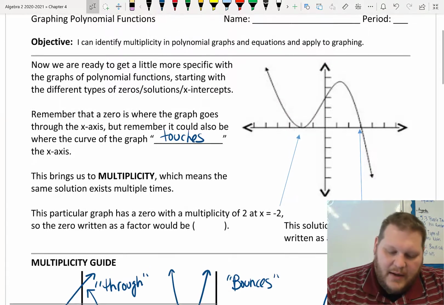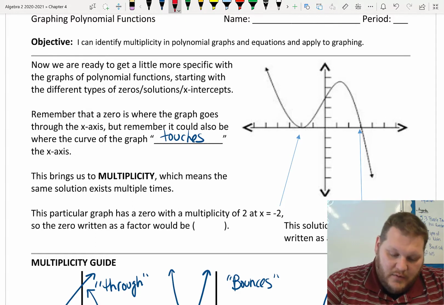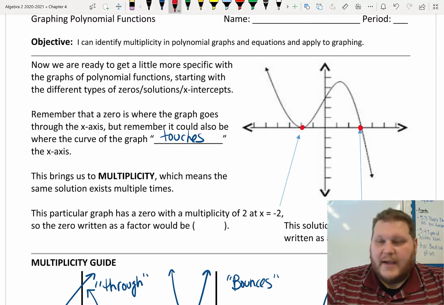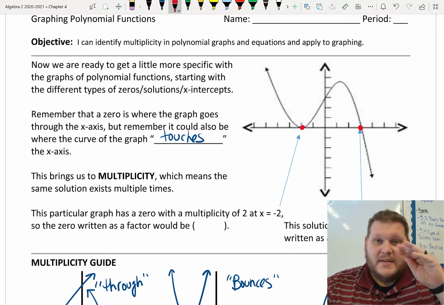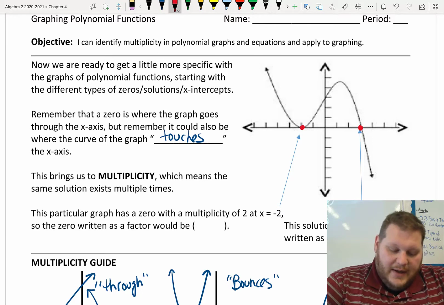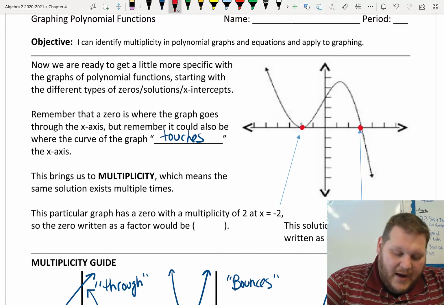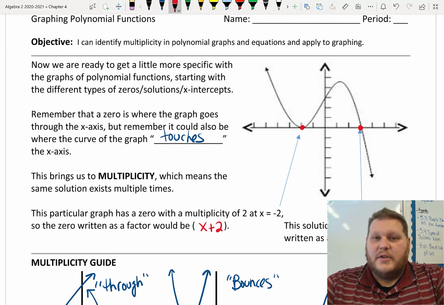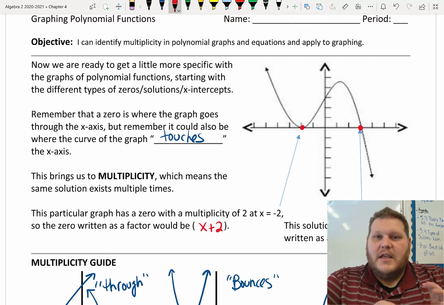So looking back here at our original problem that we were given, we have two x-intercepts. We have one here, and we have one here. And that left one is at x equals -2. And since it bounces at -2, that means it has a multiplicity of 2. Now, because my x-intercept is -2, the factor would be x plus 2. Because remember, our solutions, x equals -2, that's what I get when I set my factor equal to 0.